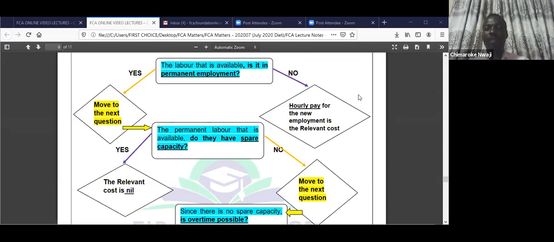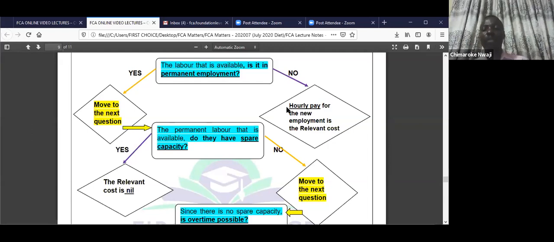Fine. Means you can hear me now. Now I was explaining why it is that when the labor that is available has spare capacity, the relevant cost is nil. This is because they are already in permanent employment. That is why we move to the next question. And they have time in their hands. That time has been paid for when they pay them salary.